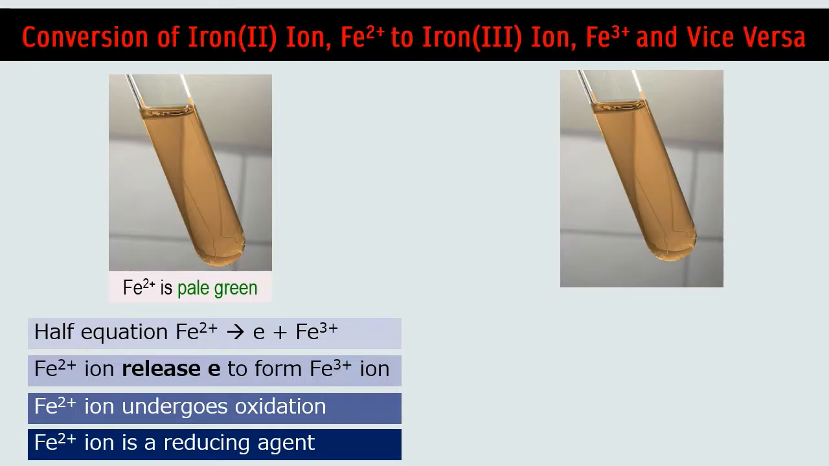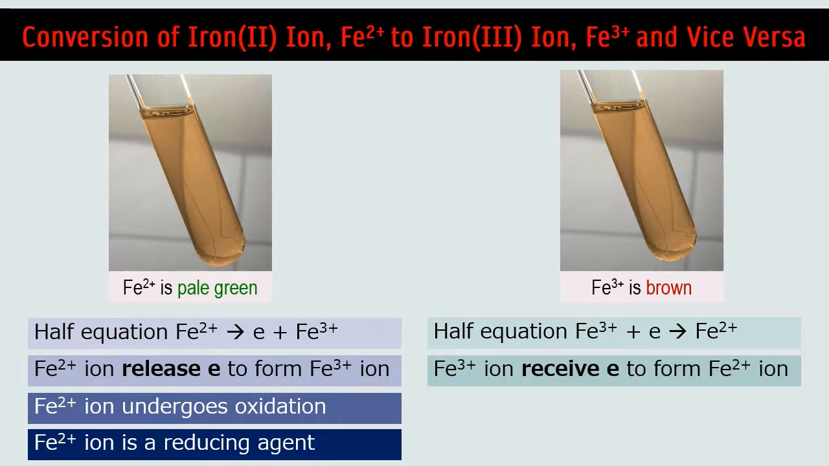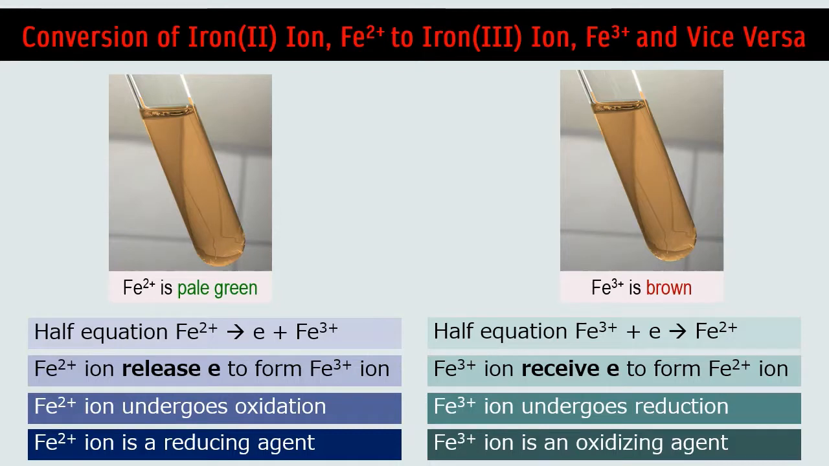On the other hand, the iron 3 ion, as I said before, the color is brown. During the reactions, iron 3 ions will receive electrons to form iron 2 ion. Okay, the reaction is vice versa. When iron 3 ion receives electrons, it undergoes a reduction reaction that makes iron 3 ion an oxidizing agent. But these two reactions cannot be done simultaneously. We need an agent to help iron 2 ion change to iron 3, and iron 3 change to iron 2.